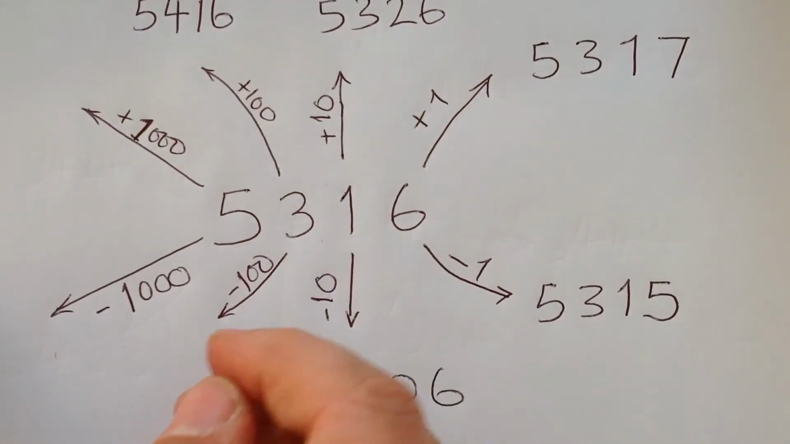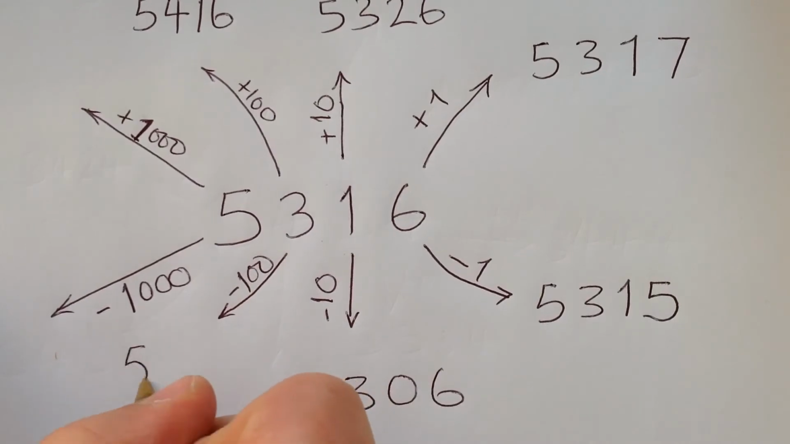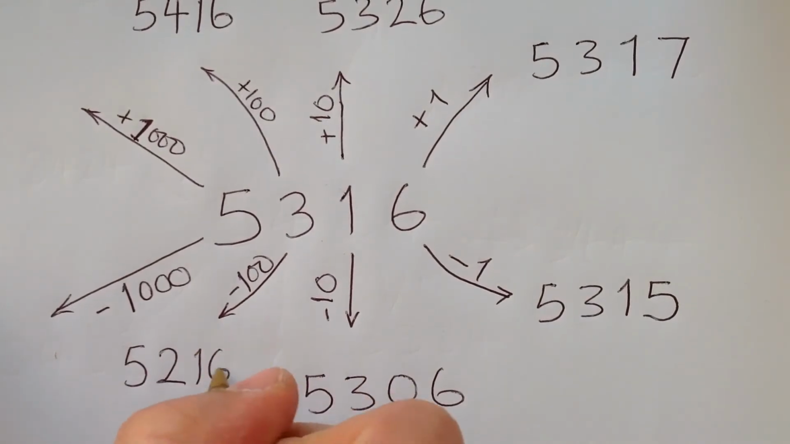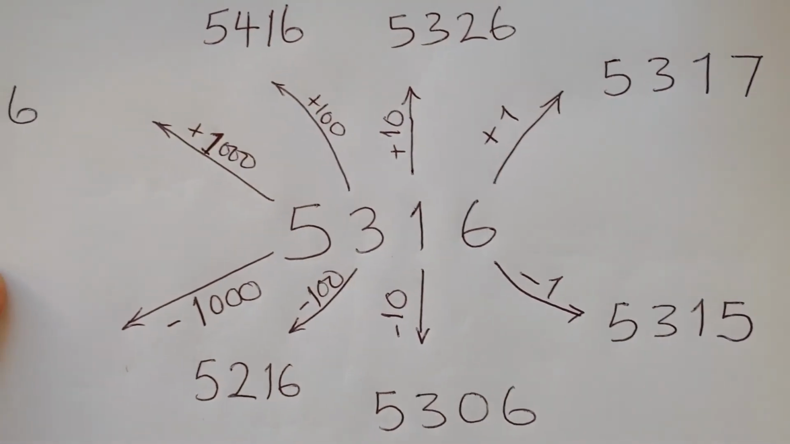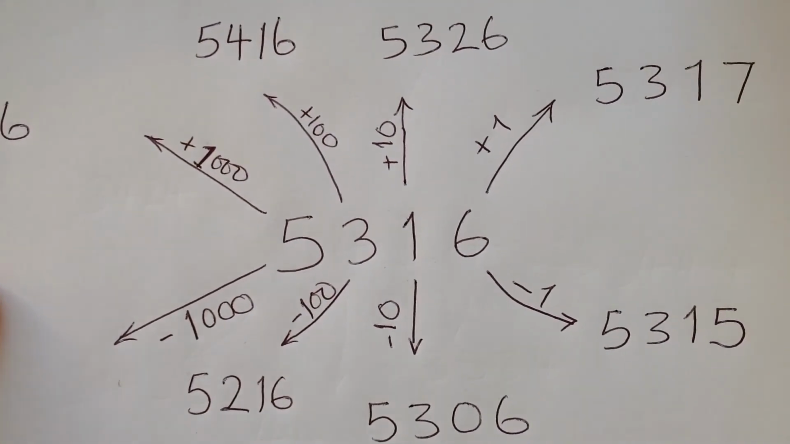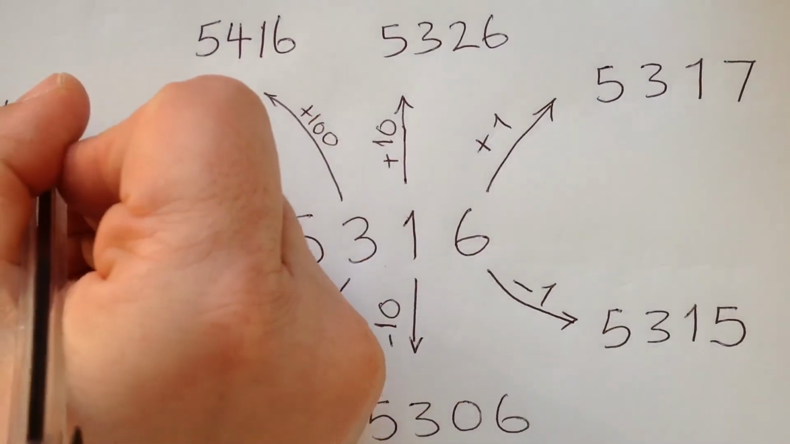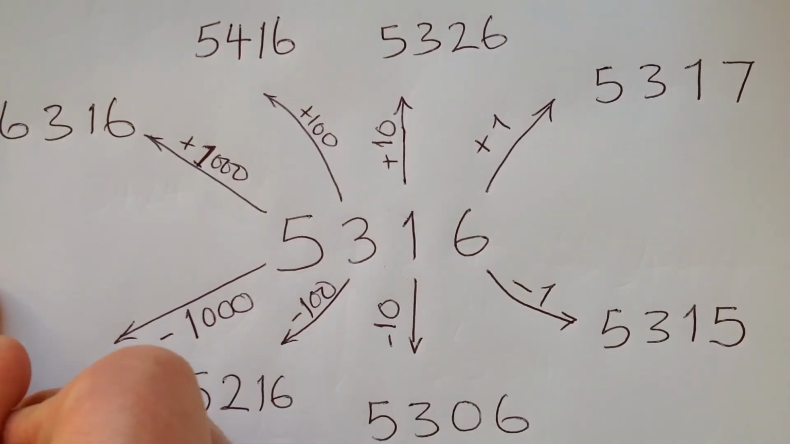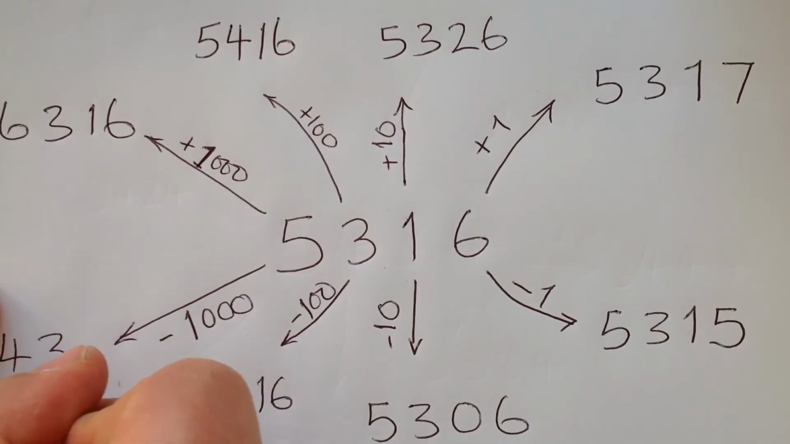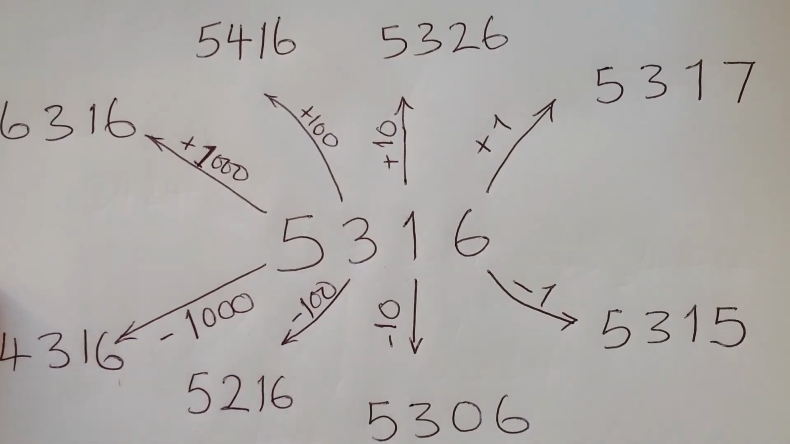5,416. And taking away, it becomes 200, so it's 5,216. Adding 1,000, it becomes 6,000. Oh, just lost my 6,000 there. There we go. It becomes 6,316, and taking away 1,000 becomes 4,316. And there you have it.